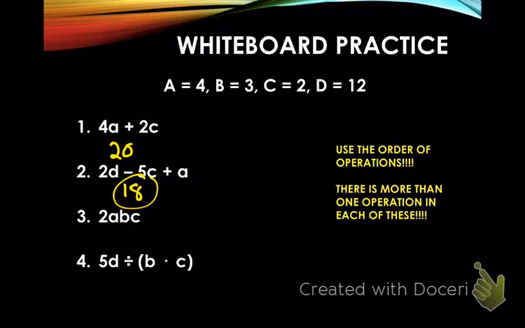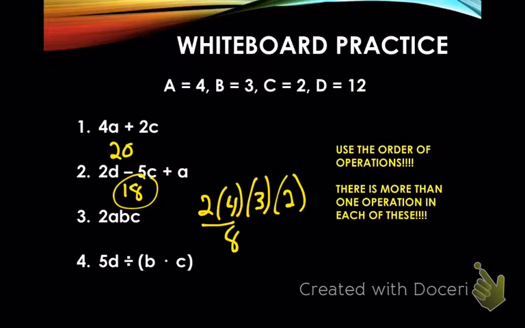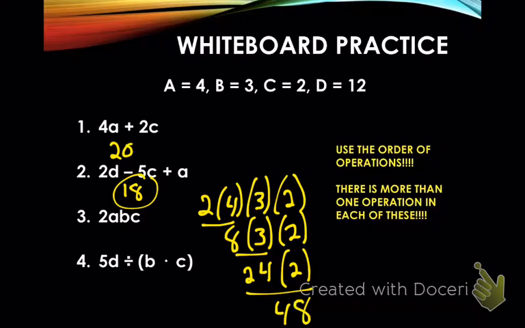Next one, we have 2abc. Now those all are next to each other, so they all mean multiply. So that's going to be 2 times 4 times 3 times 2. Okay, so I'm going to go ahead and get started. 2 times 4 is 8, times 3 times 2. 8 times 3 is 24, times 2, which gives us 48. So your answer for that one should be 48, and that should be an 8.